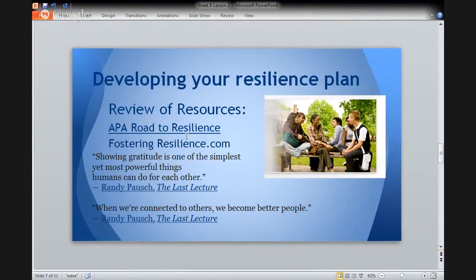It's an ongoing process that requires time and effort. And this process, as you know, takes a number of steps. The APA Resilience brochure will take you through a journey of building resilience, much like the journey that we have been through together. You'll look at various factors of building resilience.